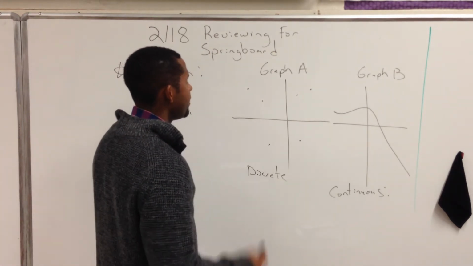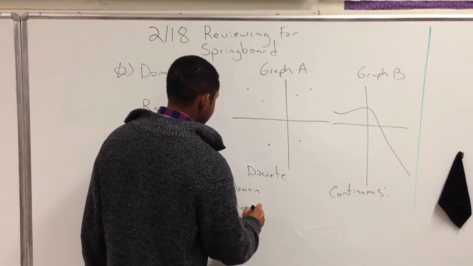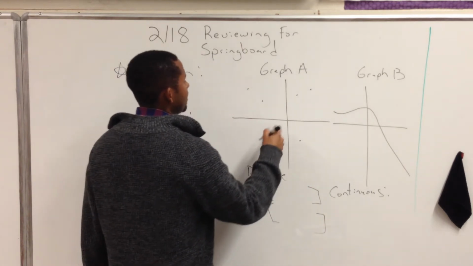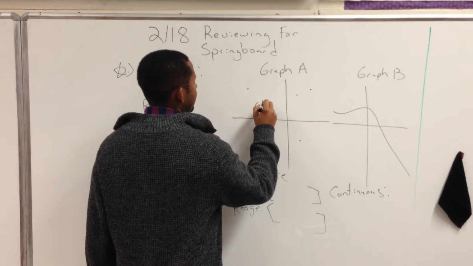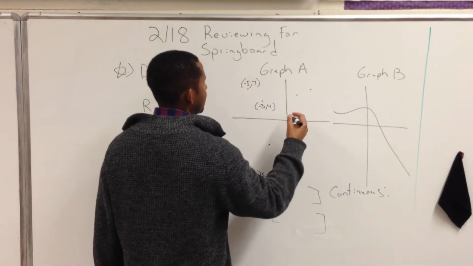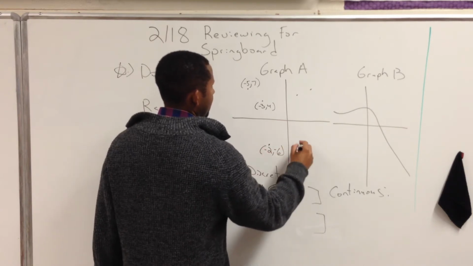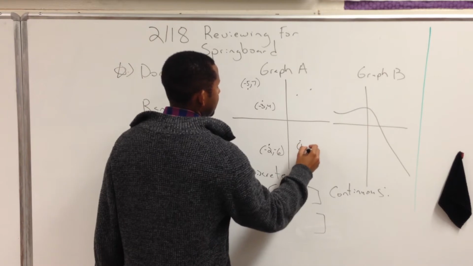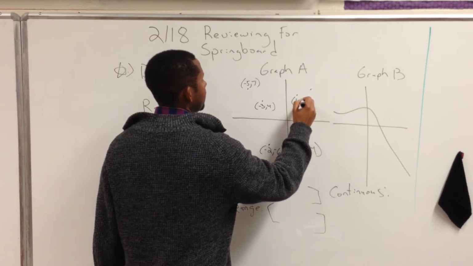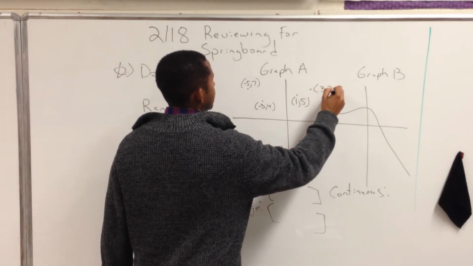From there, then, the domain and the range for a discrete graph is just a collection of points. So let's say this was the point -3, 4, and this point is -5, 7, and let's say this point is -2, -6. We'll call this point 1, -4. We'll call this point 1, 5, and we'll call this point 3, 7.